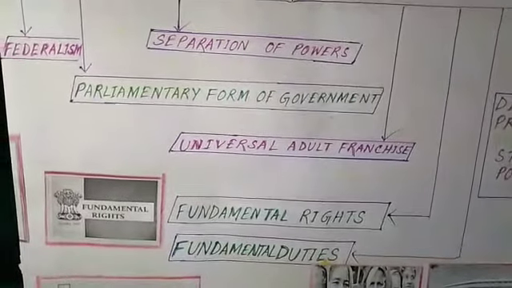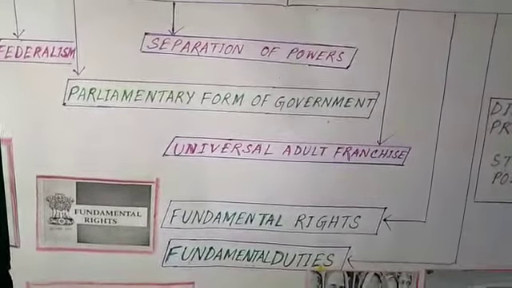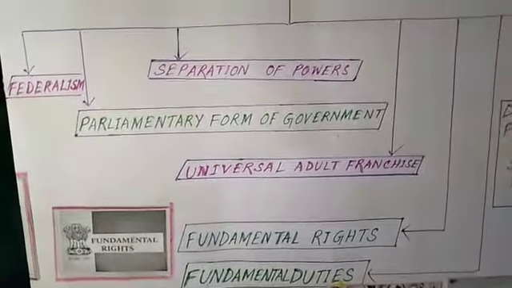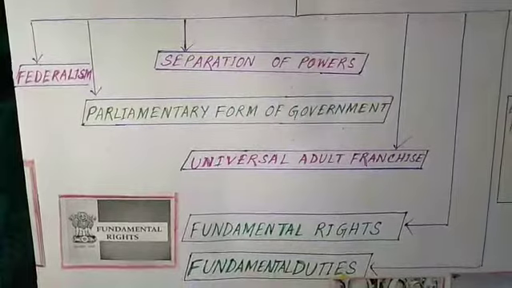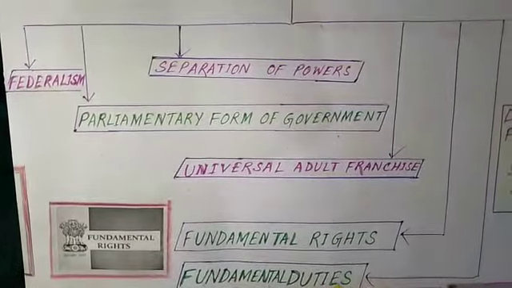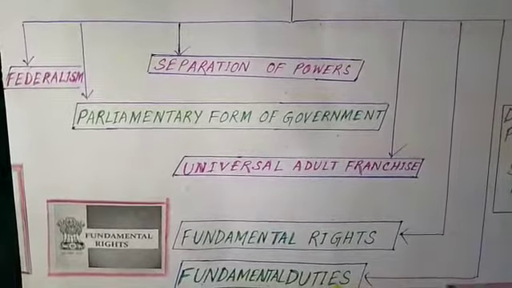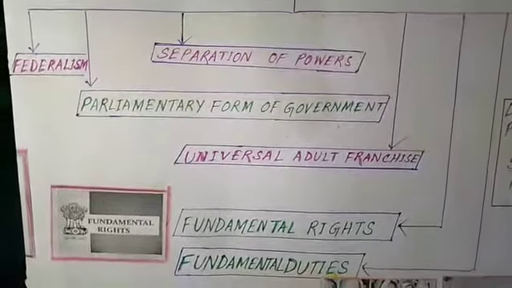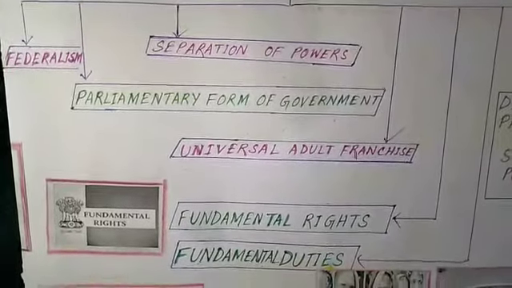This gives us a cluster of various rights. Many rights are included here, like freedom of speech and expression, freedom to assemble peacefully without arms, freedom to form associations and unions, freedom to move freely, freedom to reside in any part of the country, and freedom to practice any profession or occupation. Next comes the right against exploitation.